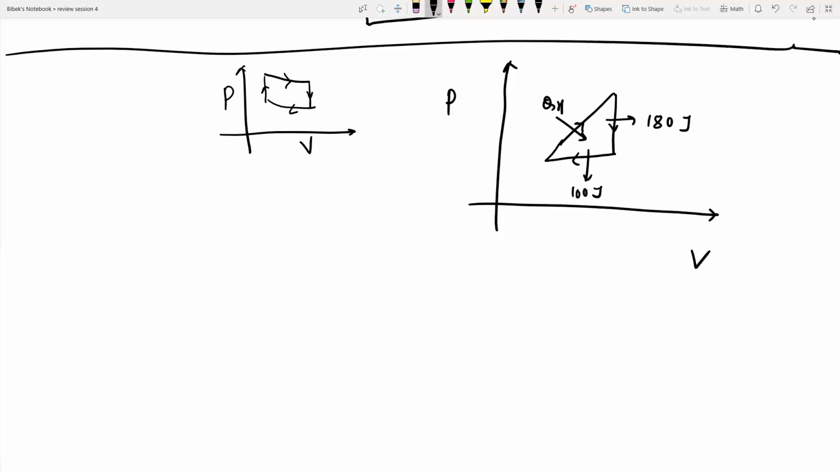So to find work done from the PV diagram, it's always best to go with the fact that work done is equal to the area of the curve.